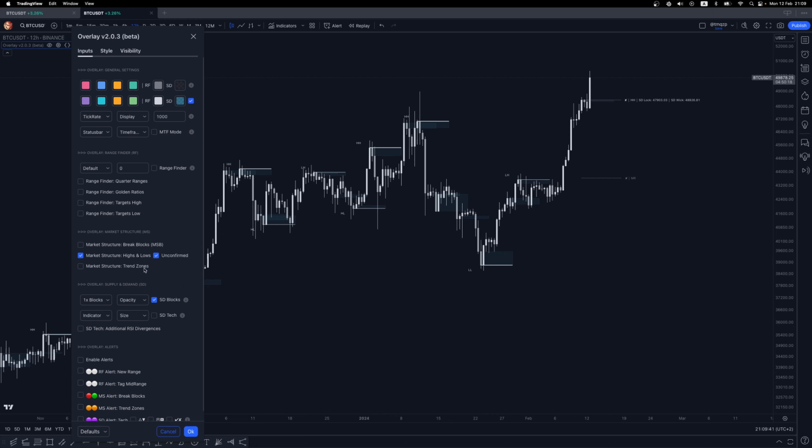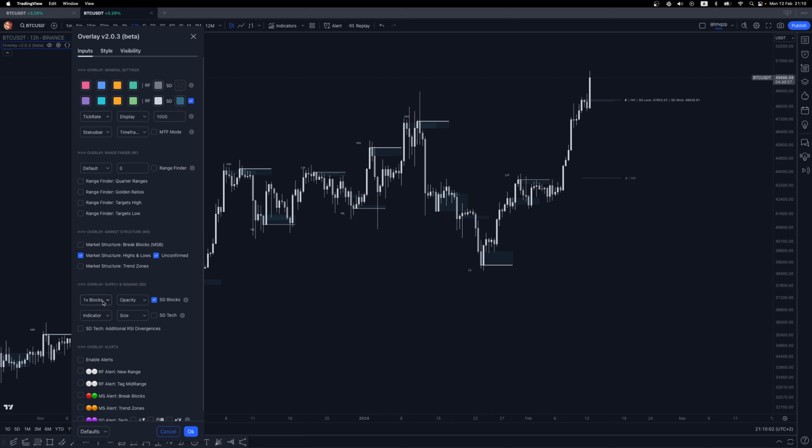Right, what else? So yeah, this all still works the same. And yeah, so we get to the good part. Overlay supply and demand, SD. Here are the big changes that are coming in this update, and I'm really excited about it, to see what you guys think. I'm really liking it so far.